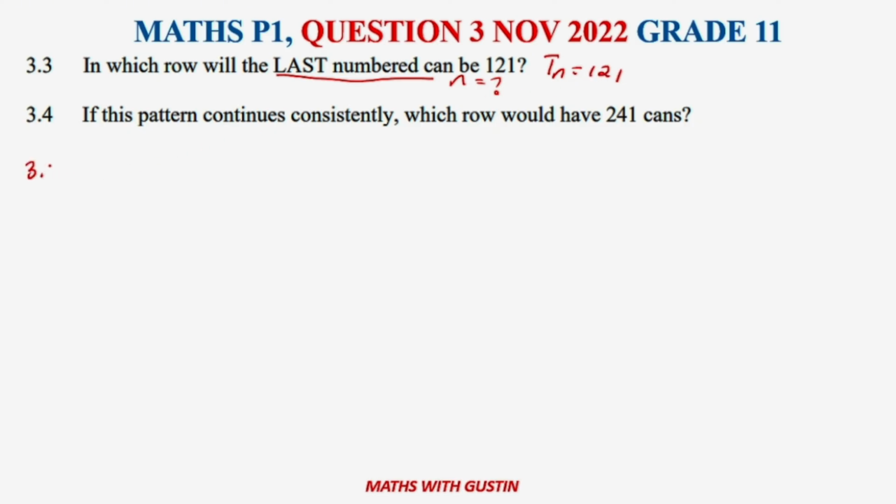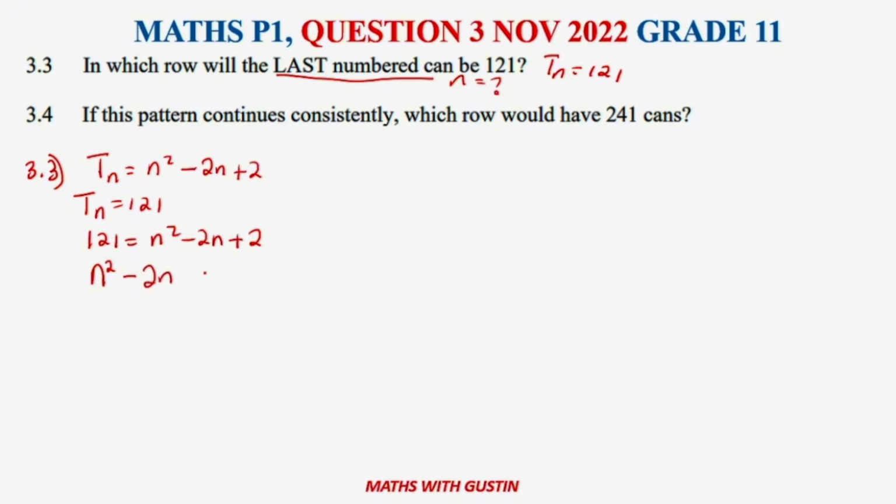Therefore we are going to come here and say 3.3, from our equation of Tn, which is n squared minus, if I can still remember very well, it was minus 2n plus 2. They've given us the value of Tn equals 121. Now we need to find n, so we substitute that: 121 equals n squared minus 2n plus 2. Now take 121 to this side so that we are able to solve for n: n squared minus 2n plus 2 minus 121 equals 0.